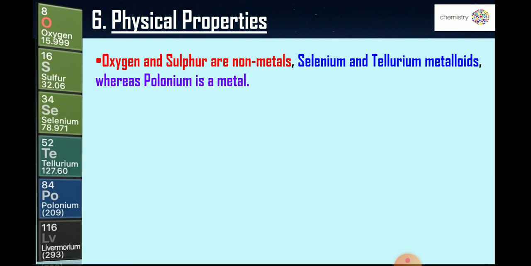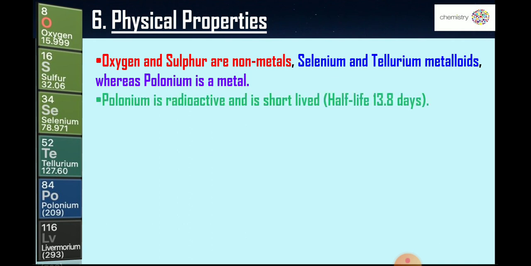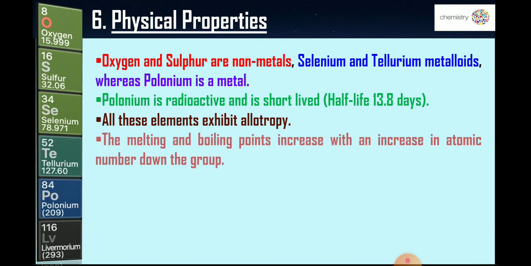We'll see very few physical properties. The first two members, oxygen and sulfur, are non-metallic. The next two members, selenium and tellurium, are metalloids in nature, and polonium is a radioactive metal. Polonium is radioactive with a very short-lived half-life of 13.8 days. All these elements exhibit allotropy. Okay, they exhibit allotropy. And when you go down, the melting and boiling points increase.